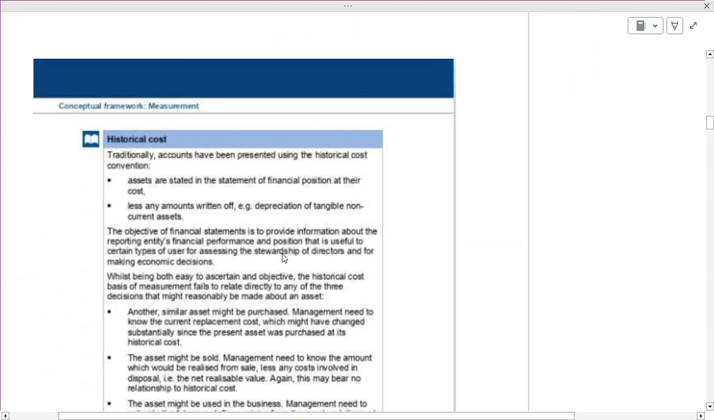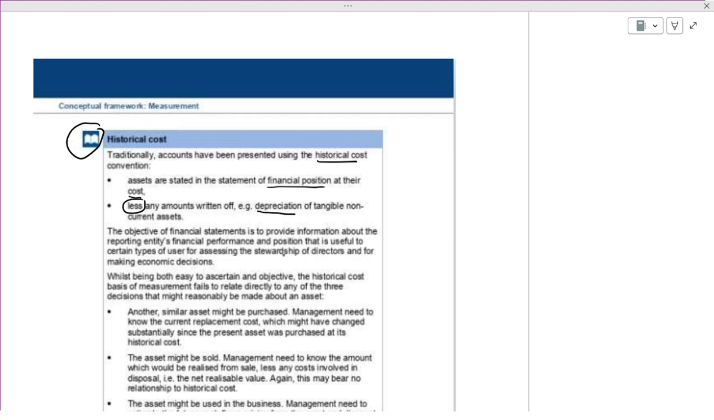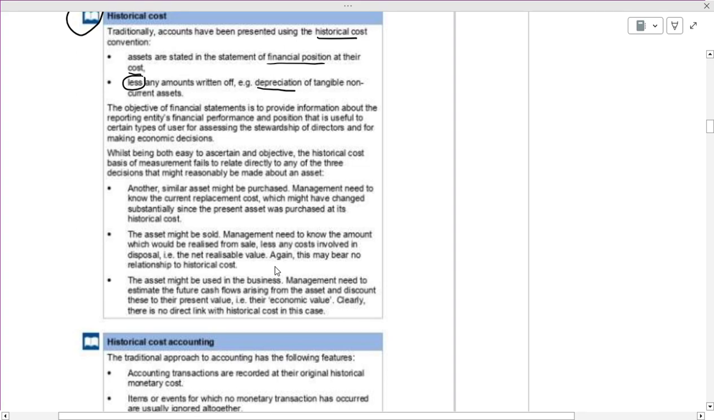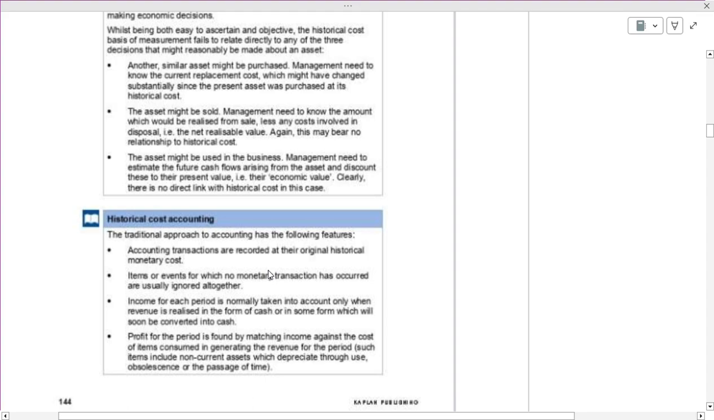Now they are giving some reasons. Traditionally, accounts have been presented using historical cost. We are using historical cost in the financial position. How are you going to show assets? Assets are stated in the financial statement at cost less depreciation. This is the normal procedure. Just read this. They are giving you some basic explanation about historical cost.